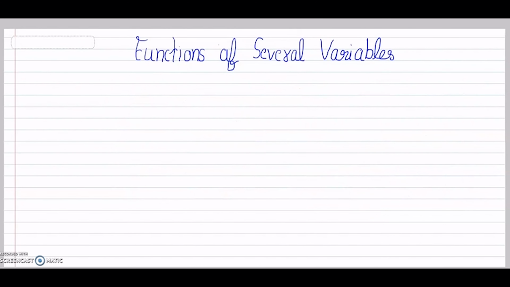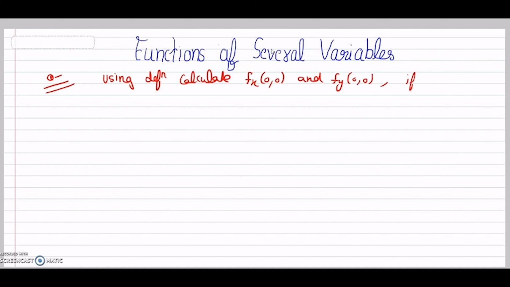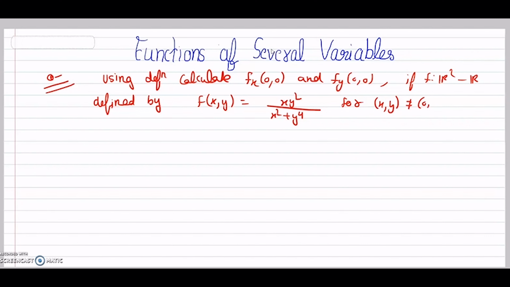Let us solve one question. The question is, using definition, calculate fx and fy at (0, 0) if f is a function from R square to R defined by f(x, y) is equals to xy square by x square plus y raised to the power 4 for (x, y) not equals to (0, 0) and f(0, 0) is equals to 0. So let's solve it.